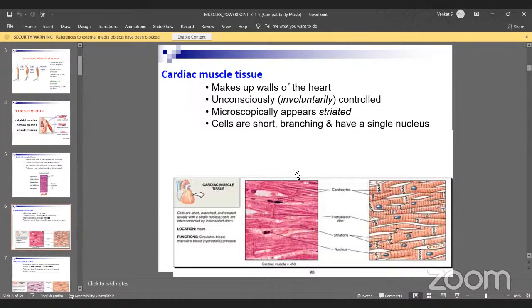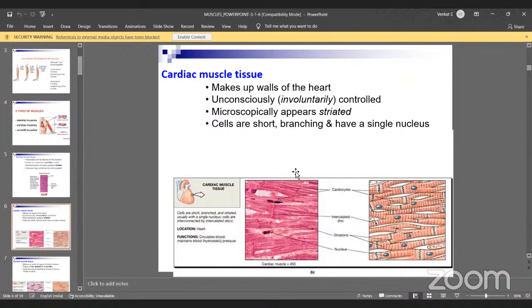The next one, microscopically appears striated. The cells are short, branching, and have a single nucleus. So this is the single nucleus cell formation of the cardiac muscles.